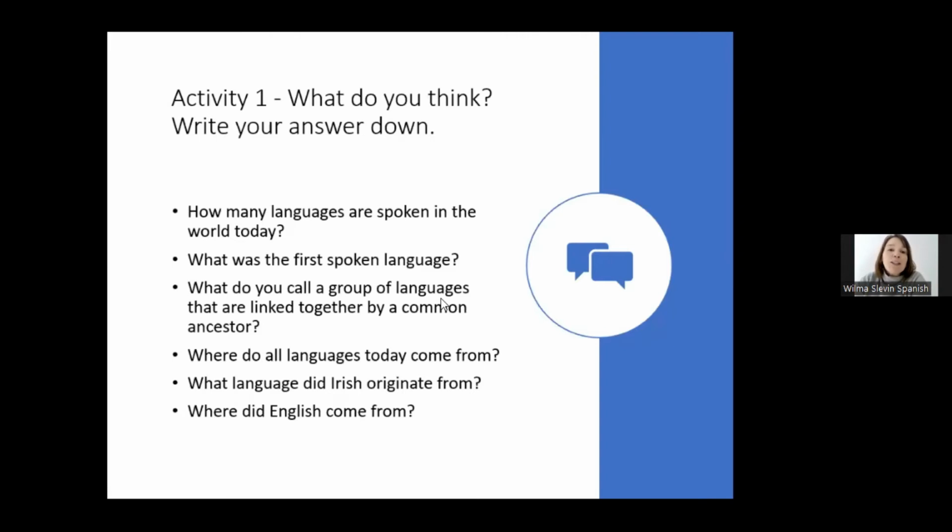So we're looking at the first spoken language. Where do they all come from? Which language did Irish originate from? Surprisingly, a lot of them will think Irish and English are related, that they come from the same background languages. And when they realize that they're coming from two distinct linguistic branches, it becomes really interesting. It also leads them sometimes to see their Irish in a slightly different light.